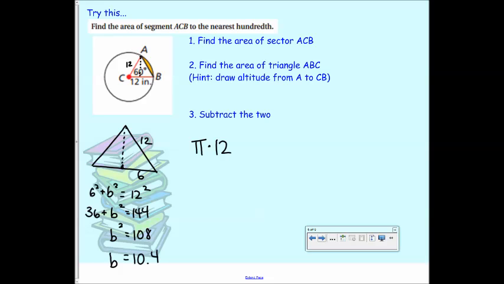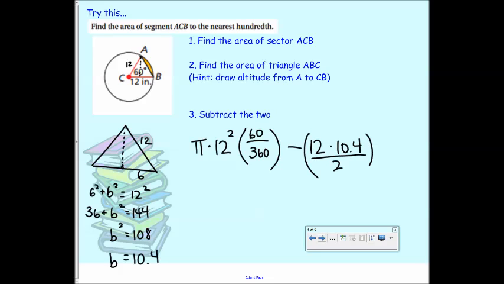What's the base of the triangle? 12. What's the height? 10.4. And then I divide that all by 2. All right, so I would do these in 2 parts. I wouldn't try to do it all at one time. I would do the area of the sector and then the area of the triangle, or vice versa. And again, we'll leave this one as pi.